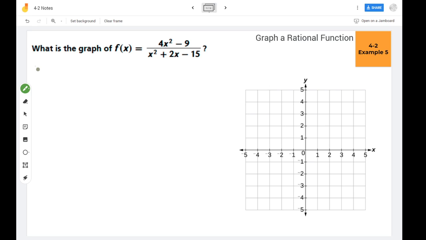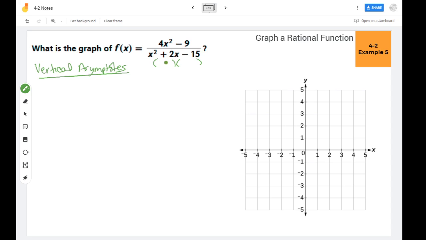All right, I'm going to start with my vertical asymptotes. Now remember, vertical asymptotes occur where the function is undefined. So where the denominator of the fraction equals 0. So what I tend to do with these functions before I can find my asymptotes is I tend to factor them.